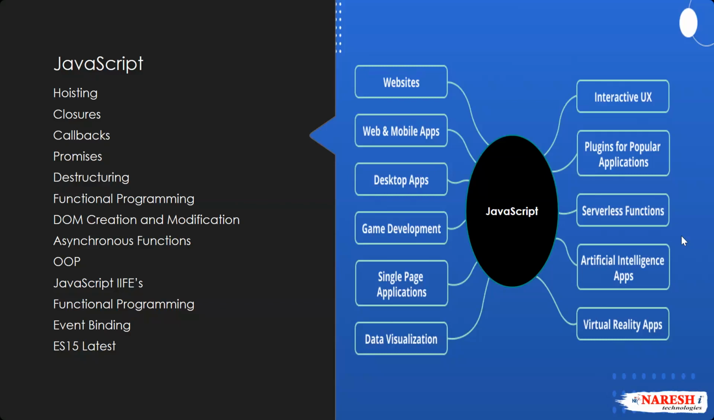As I showed you in the diagram here, it is used for websites, it is used for mobile applications, desktop applications, gaming applications, single page applications. It is used in interactive UX. It is used in various areas to handle even artificial intelligence applications related interface. We design by using JavaScript, we manage using JavaScript.